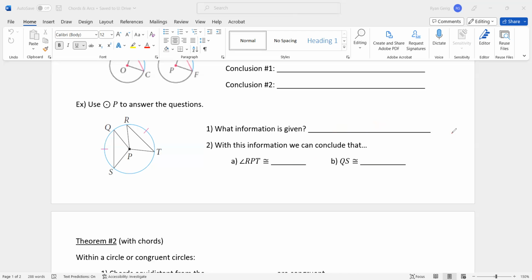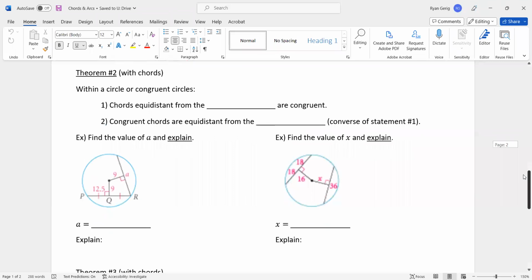On to the back for more theorems. Within a circle or congruent circles, again, it's got to be within one circle or congruent circles. Chords equidistant from the center are congruent. So if they're the same distance to the center, then the two chords are congruent. The converse of that is that if I know the chords are congruent, then I know that congruent chords are equidistant from the center. So if I know the chords are the same length, then I know that they're the same distance from the center.